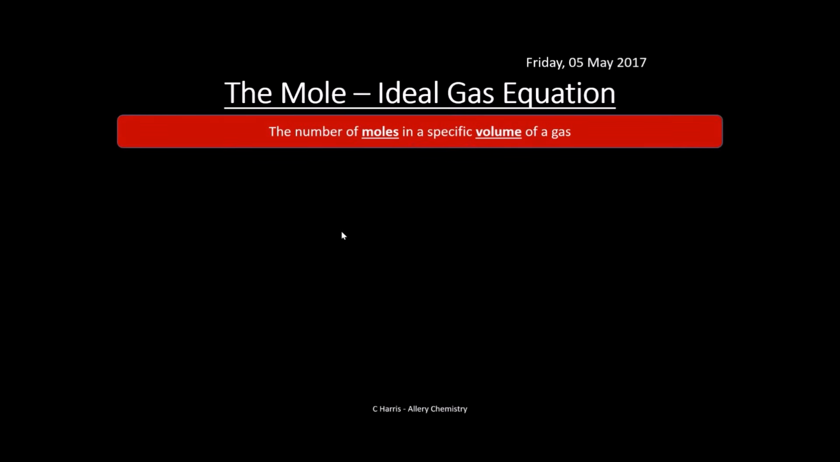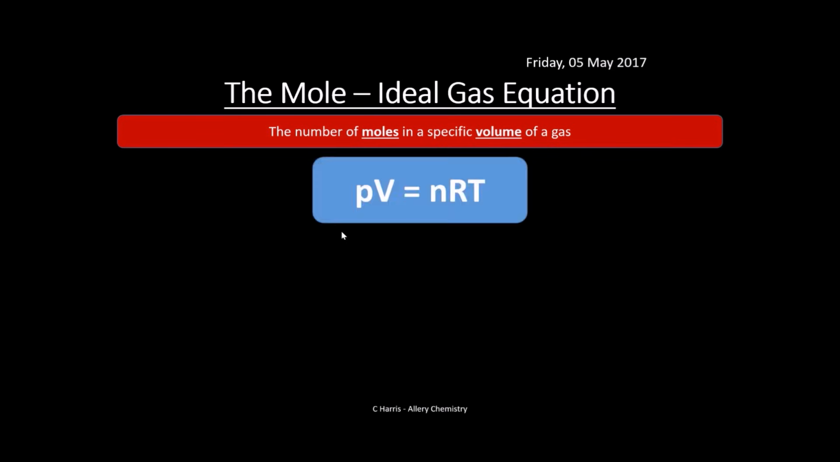Okay, gases. Gases are a bit strange because they occupy different volumes depending on the temperature. So we have to take this into account. And pressure obviously has an effect as well. To get around this, we use something called the ideal gas equation. So the number of moles in a specific volume of gas is basically what we're going to use for the ideal gas.